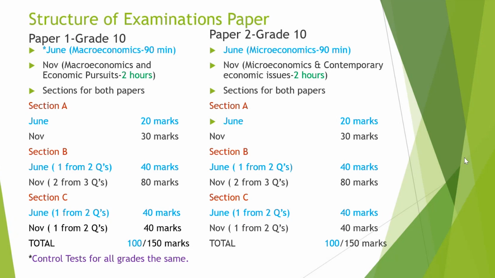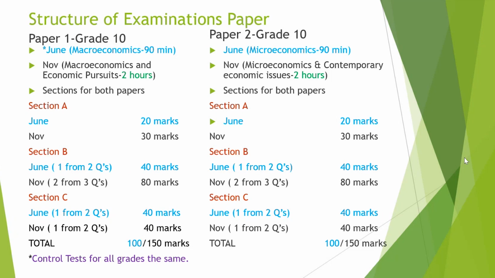So the learners are being given 3 questions, of which they must do 2 for both paper 1 and paper 2. And then section C is your so-called essay questions. And there are 2 essay questions, of which the learners must do 1 for 40 marks. And if we add it together, you can see that the 30 marks from section A plus the 80 marks from section B plus the 40 marks from section C gives us 150 marks. It is for both paper 1 and paper 2.